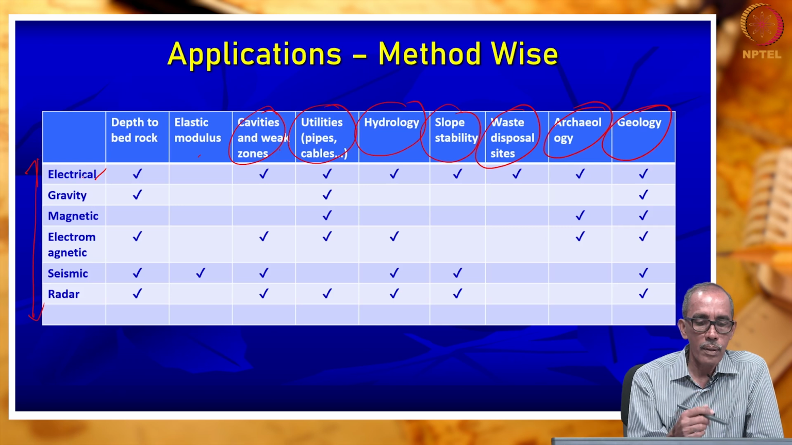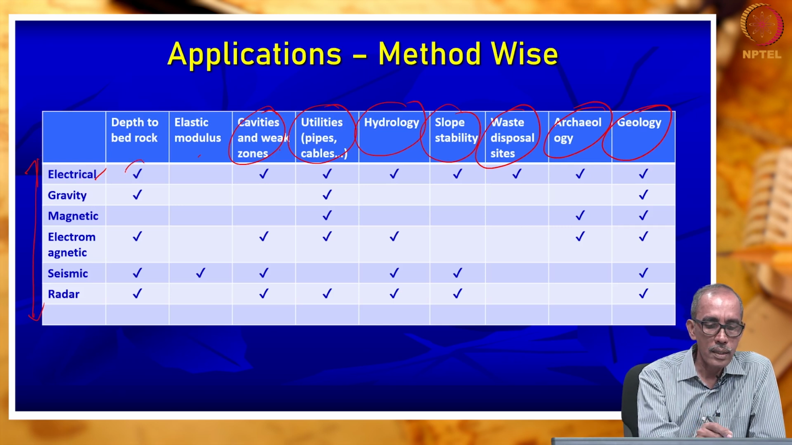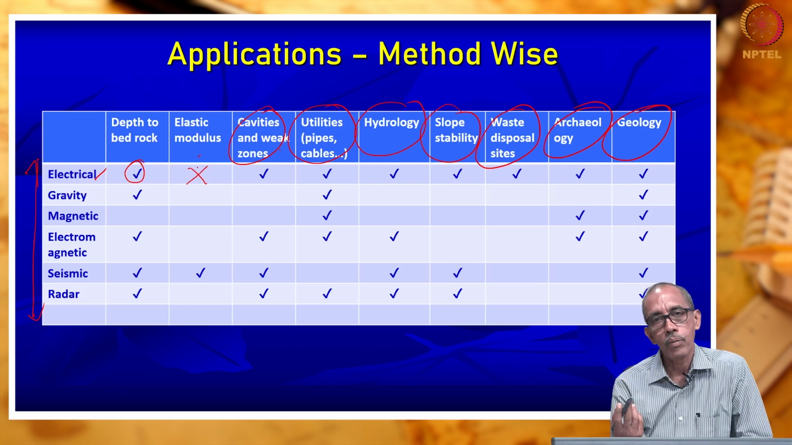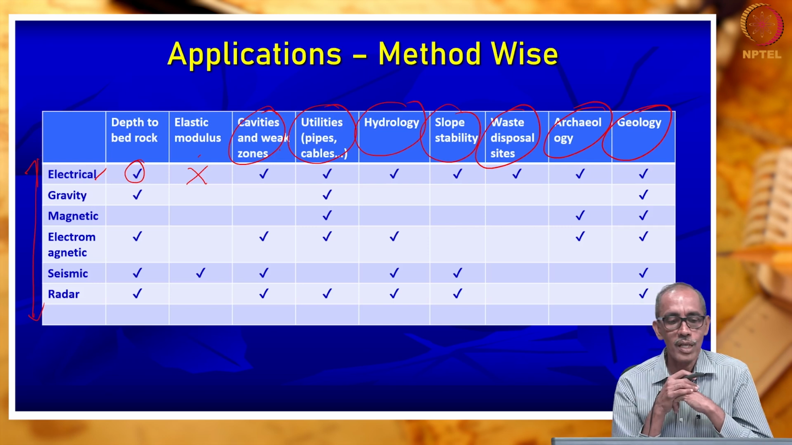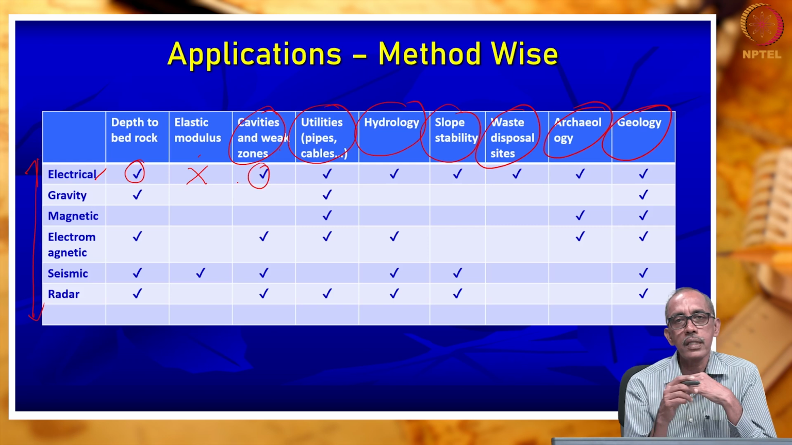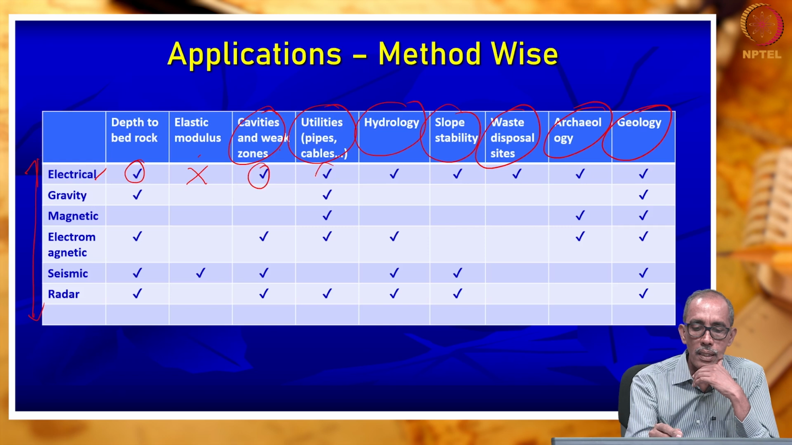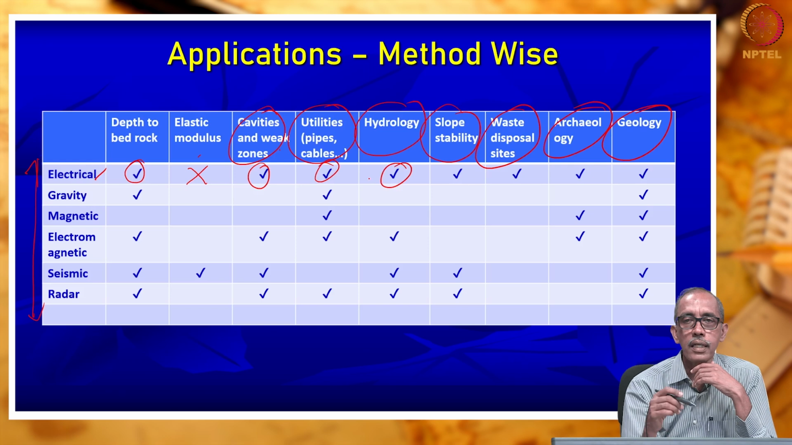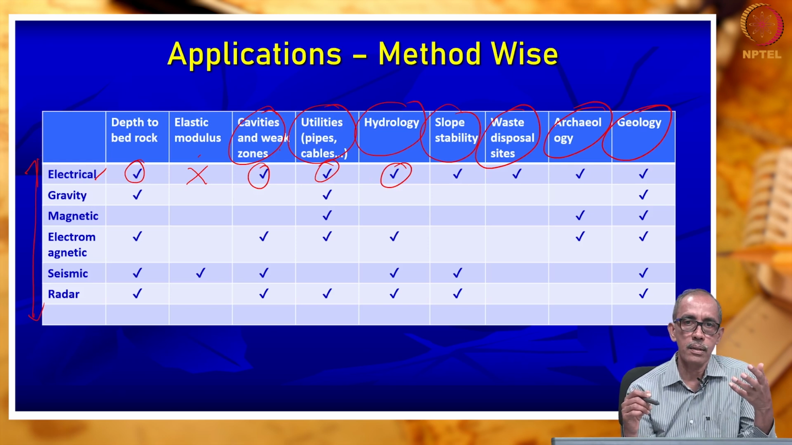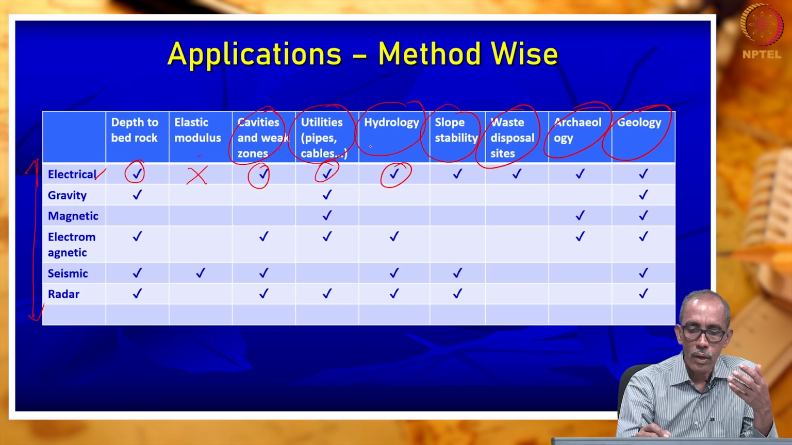First, let us take electrical method. Electrical methods help us to understand the depth to the bedrock. Electrical methods cannot be used to understand the elastic modulus. For example, what is the bulk density of the rocks? Difficult to answer using electrical methods. Cavities present below the surface, to some extent we can answer by electrical methods. Presence of utilities, buried pipelines, yes. Hydrogeological investigations, presence of groundwater, groundwater can also be understood using the electrical methods.